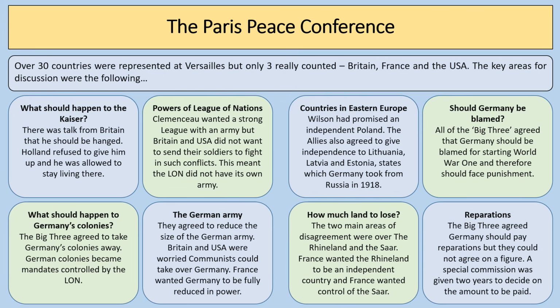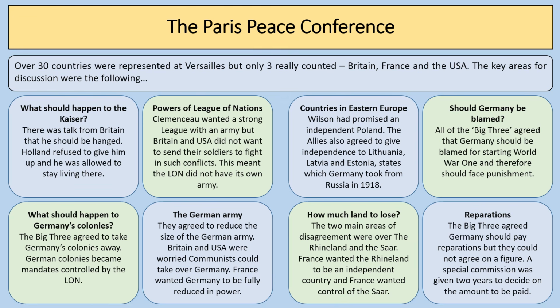They also agreed to reduce the size of the German army. Britain and America were worried about communists moving into Germany, so they wanted Germany to have enough soldiers to be able to defend themselves from that. Now, France wanted to go much further and wanted Germany's armed forces to be completely reduced, but Britain and America certainly didn't think that was practical.